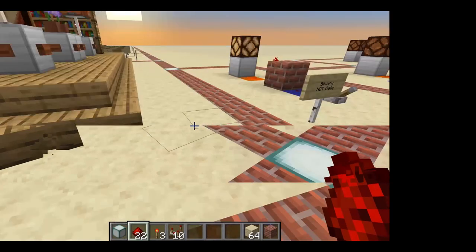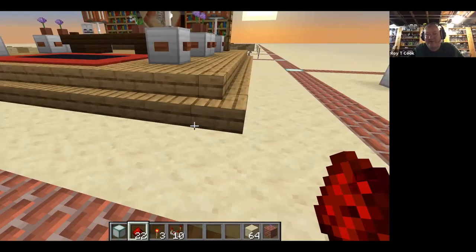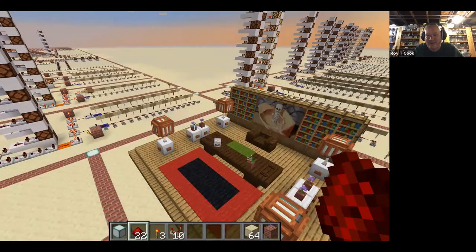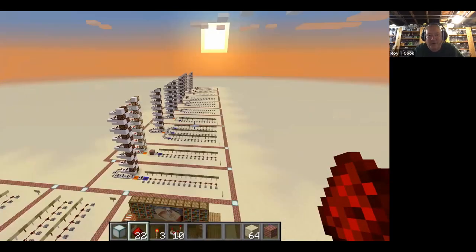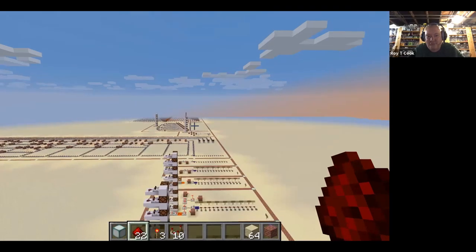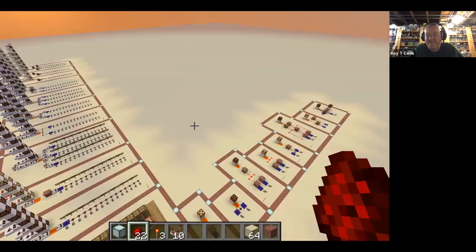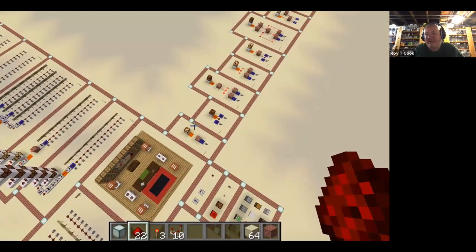All right, now, what I'm going to do is, first of all, I'm going to fly up high. Cool thing about creative is you can fly. And this is all of what we're going to go through. And notice that side goes pretty far off. The first bit is this here.